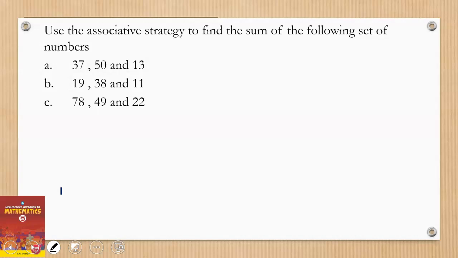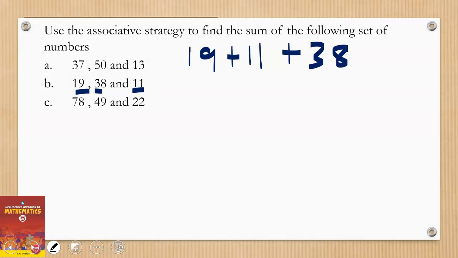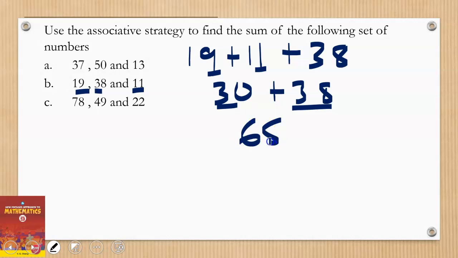Then again, let's look at 19 plus 38 plus 11. With the help of the associative property, I'll do 19 plus 11, then plus 38. And of course, 19 plus 11, because of the 9 and the 1, it will be very easy for me to do the addition. And so I'm going to get 30 for this one, then plus 38. If I'm adding 30 and 38, I'm just adding 30 plus 30 is 60, then add 8 and get 68. And that becomes the answer.